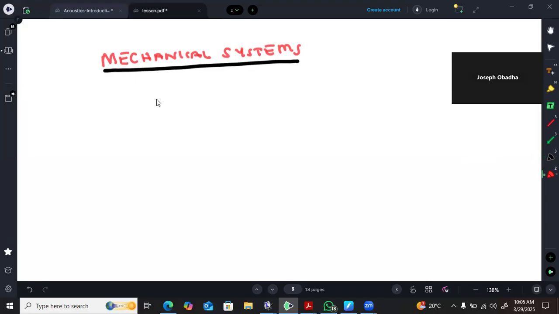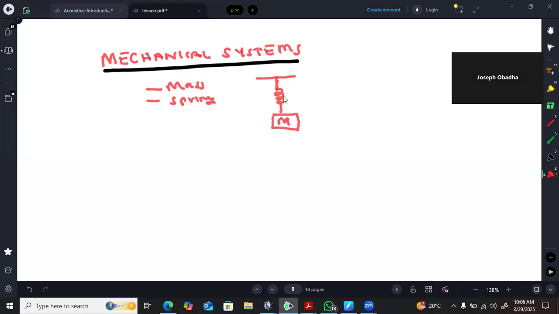So what elements make up a mechanical system? A simple mechanical system would be made up of mass and spring. So I have a mass, I think we have it like this. I have some spring. Then I have some mass hanging on it.